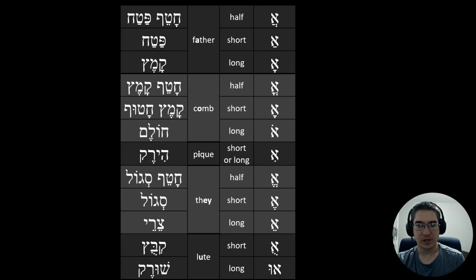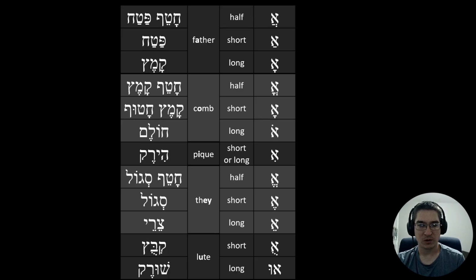So I've placed a chart here before you, and you can see that there are 5 sections to this chart. There are 5 classes of vowels in Hebrew: A, O, E, I, and U. You'll notice that vowels have various lengths, either half, short, or long. But length in Hebrew does not affect pronunciation.